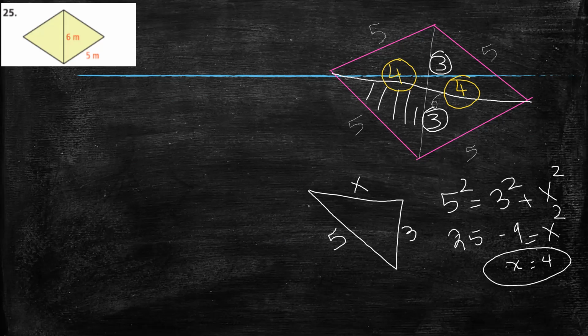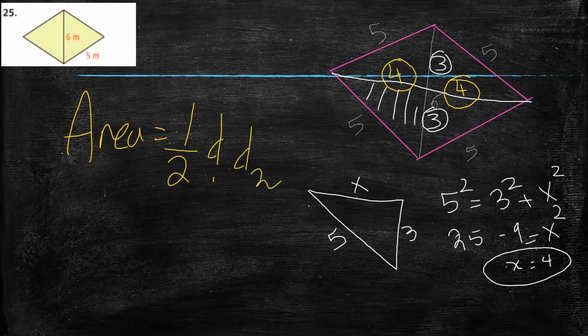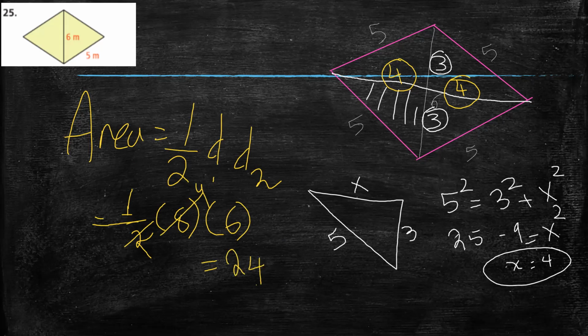This happens only in the rhombus. If it's a kite, it cannot happen. So what is the area now? It will be half d1 d2. Yes, Habiba. What is the length of the first diagonal? It's 8. Thank you. And the second one? It is 6, thank you. Then after simplifying, the answer will be 24 meter squared. This is the area of this rhombus.